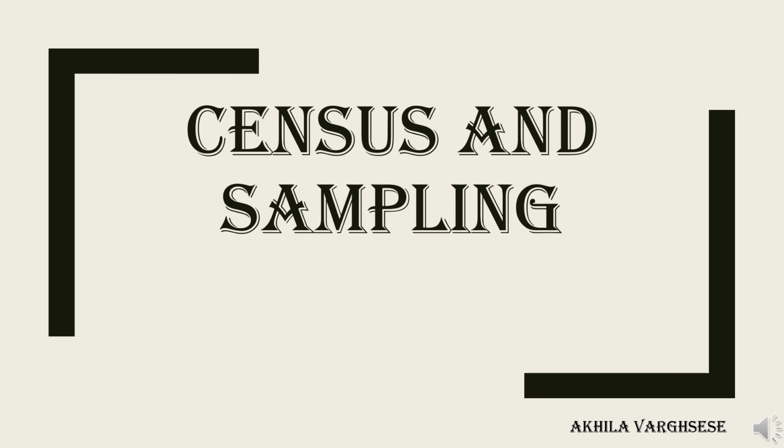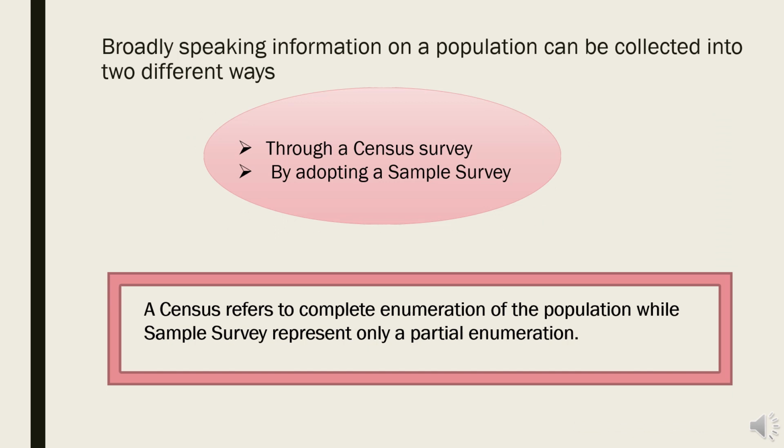Hi friends, today we are going to look at census and sampling. We know what a population is. A group of individuals under study is called a population. A finite subset of statistical individuals in a population is called a sample, and the number of individuals in the sample is called the sample size.